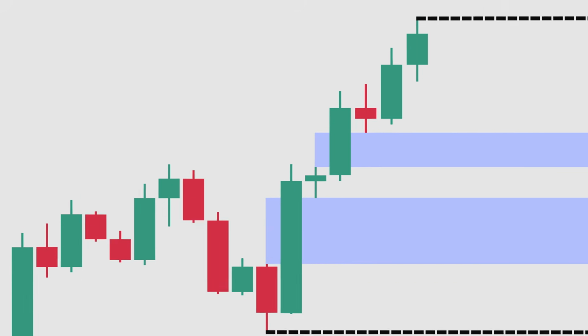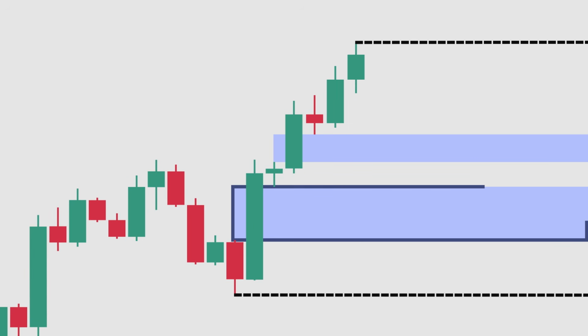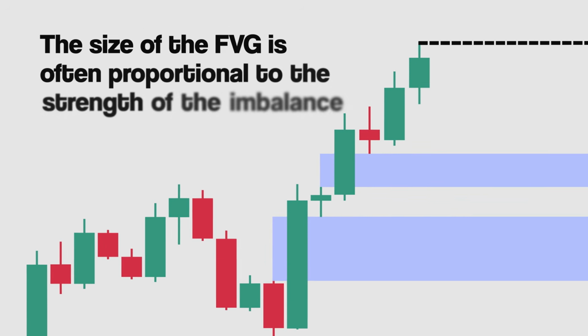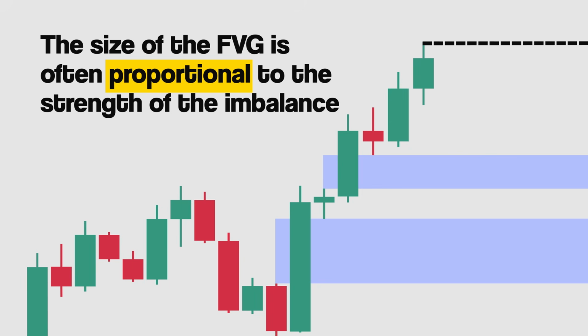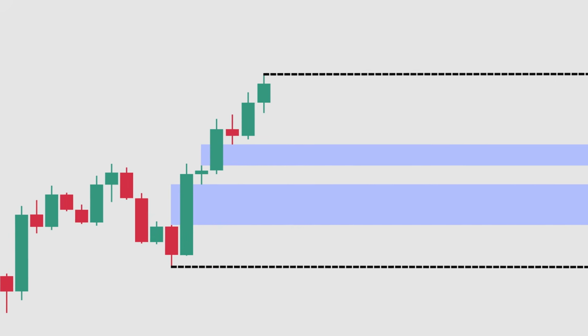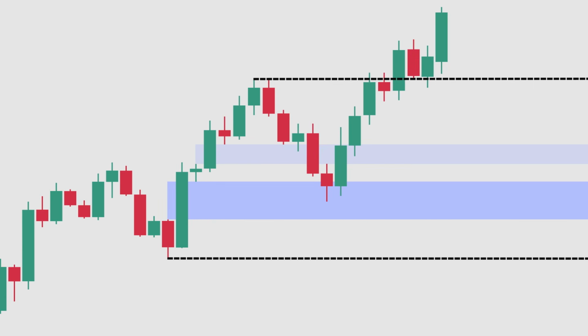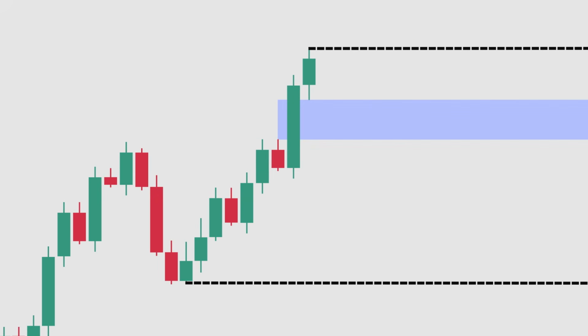In this case, it makes more sense to focus on the larger fair value gap, because the size of the fair value gap is often proportional to the strength of the imbalance. A bigger imbalance usually means a higher probability of reaction, even if price breaks through the smaller, earlier fair value gap.